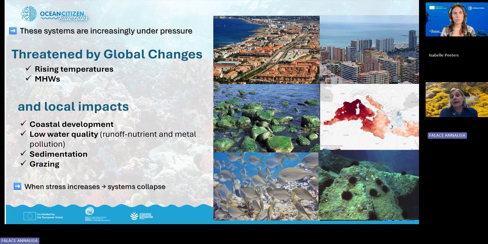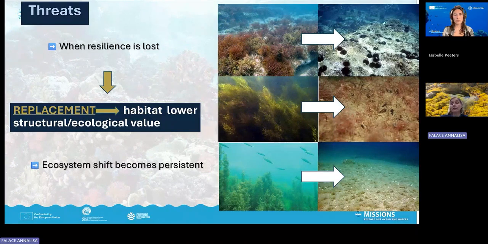These systems, in particular the ones that are intertidal, nearby the coast, are affected by rising temperature, marine heat waves, but also by coastal development, pollution, sedimentation, eutrophication, and grazing by sea urchins or herbivorous fish. So a system with all this stress can collapse. In this case, you can observe a shift. We have observed this shift in several places in the world.